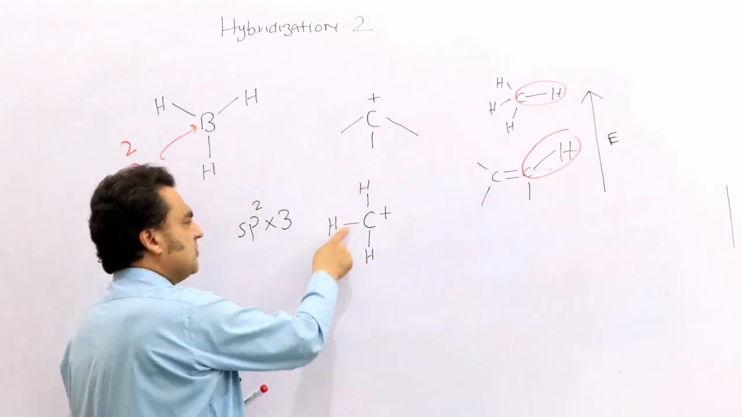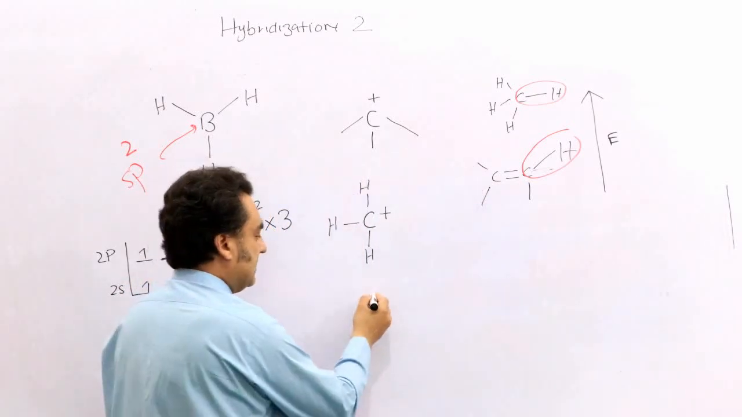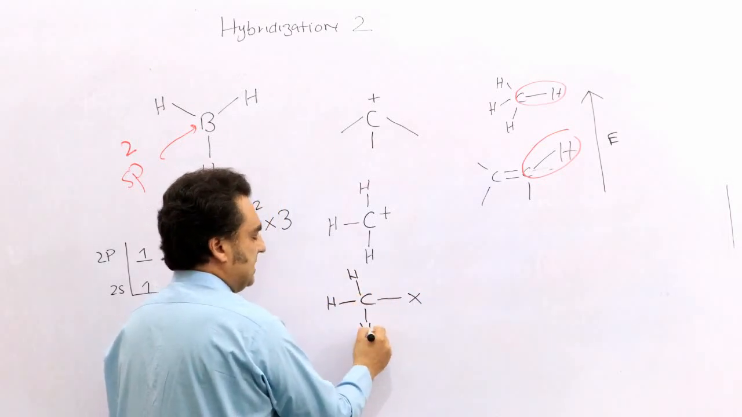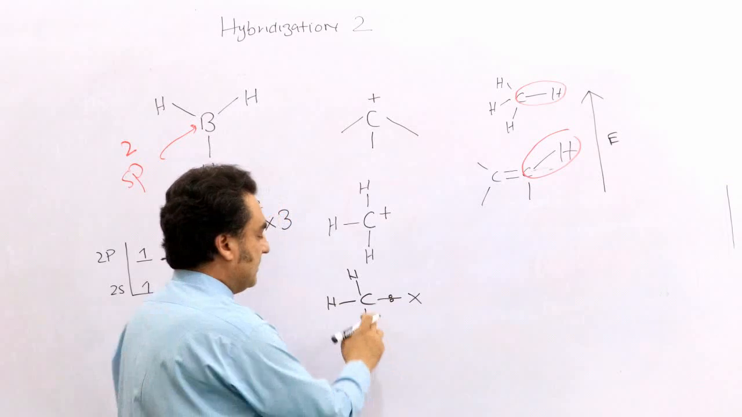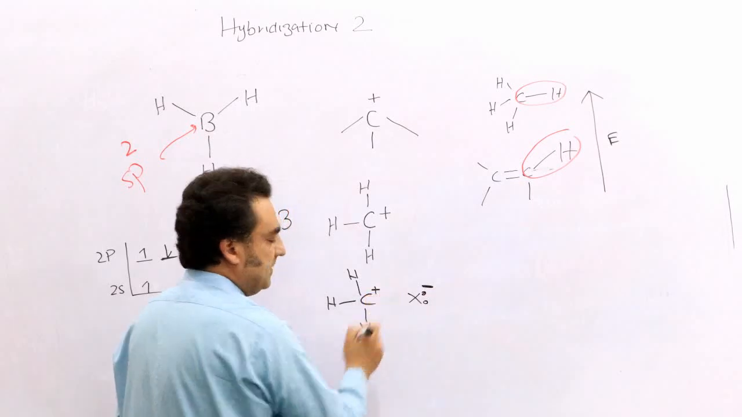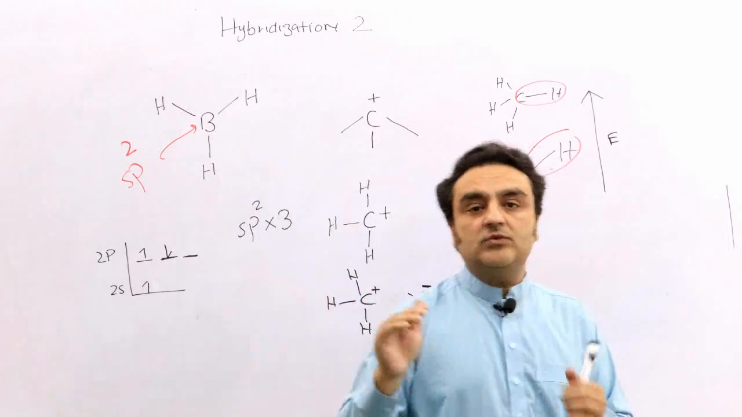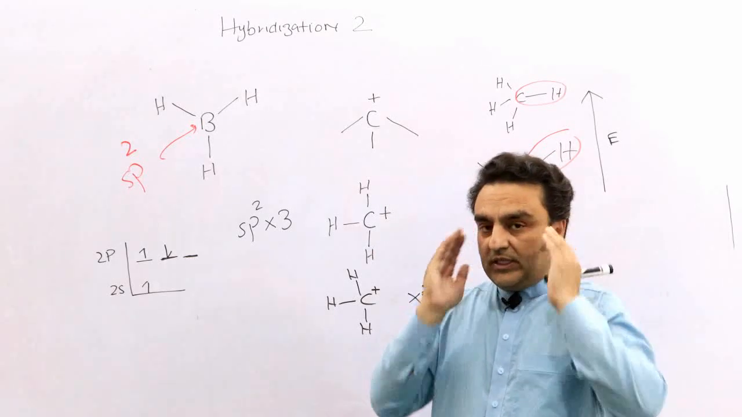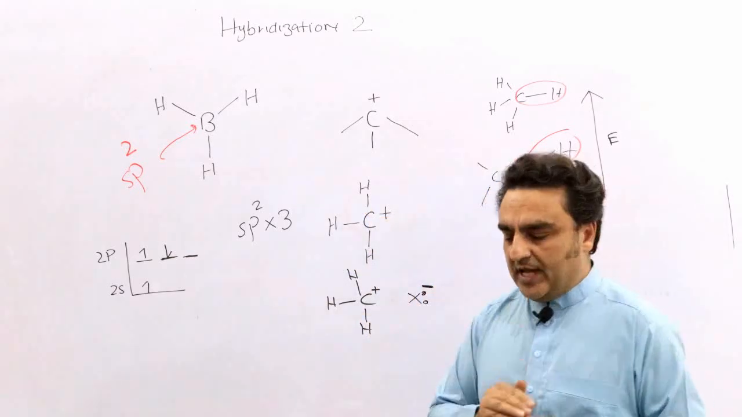Now those CH bonds, first of all what were they? Suppose this is X, and X might be a halogen or anything, but it took both the electrons with it and went away as a negative species, so the carbon will become positive. But when it becomes positive, what will happen? First of all it was sp3 hybridized. Now one thing the molecule can adopt is to keep all three as sp3 hybridized.